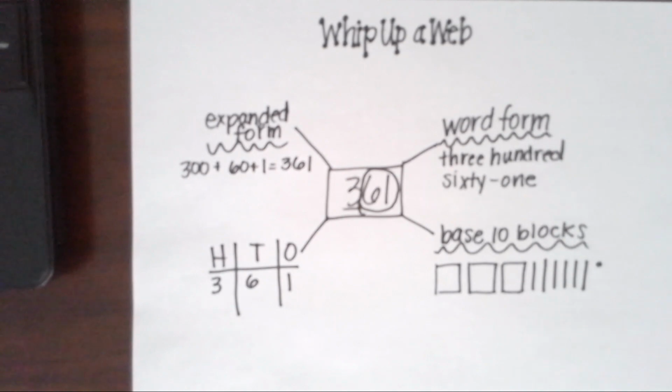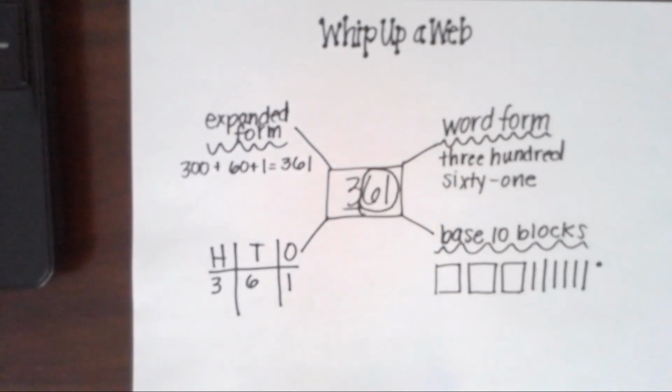Your number for today, 361 was last week's Whip Up a Web Wednesday. Your number for today is actually 43. So 43 doesn't have any hundreds. Okay? So you're just going to write the tens and the ones.